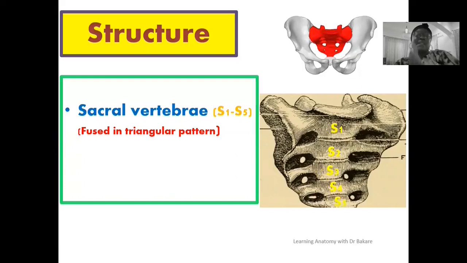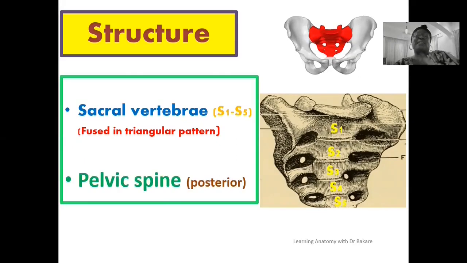But these 5 sacral vertebrae are seen to be fused into a single unit. And not just that, this fusion is seen to present a triangular configuration. And we've also said that the sacrum forms part of the pelvic spine.